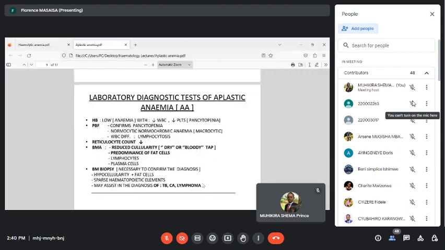There will be bone marrow aspiration, which will show decreased cellularity. You may get a dry or blood tap, meaning that when you do the aspiration, you don't get any bone marrow particles. There'll be predominance of fat cells, increase of lymphocytes and plasma cells. So bone marrow biopsy is the one to confirm the diagnosis, where you'll have hypocellularity with fat cells and sparse hematopoietic elements.